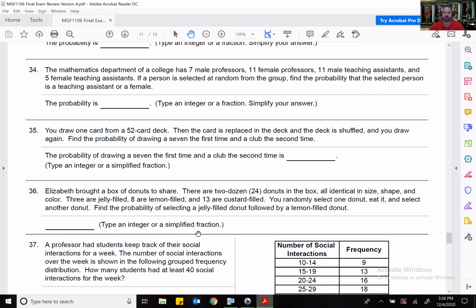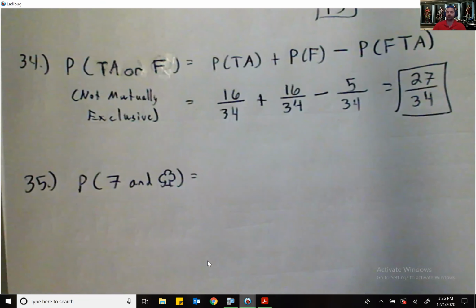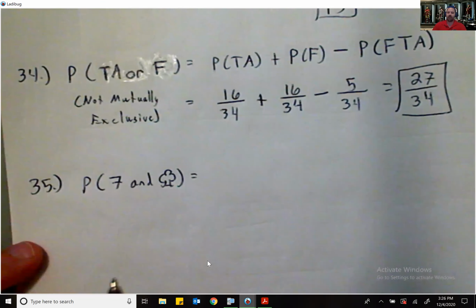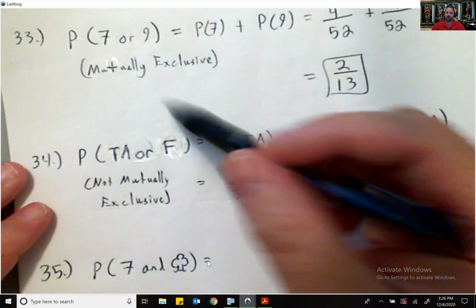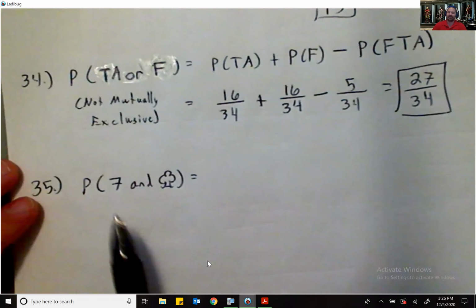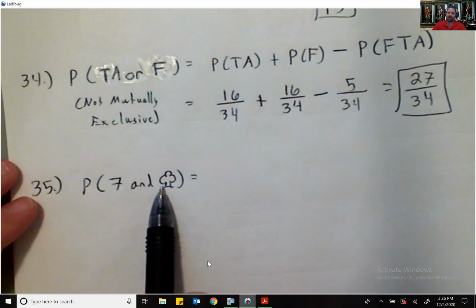Number 35 says you're drawing a card again from a 52 card deck. We want the probability that, once you draw the card, it is replaced in the deck, shuffled, and then you draw again. So what's the probability of drawing a 7 and then drawing a club? When it comes to "and" situations, like the "or"s, we got to know what kind of situation we're dealing with. So the question for "and"s is, are they independent or not?